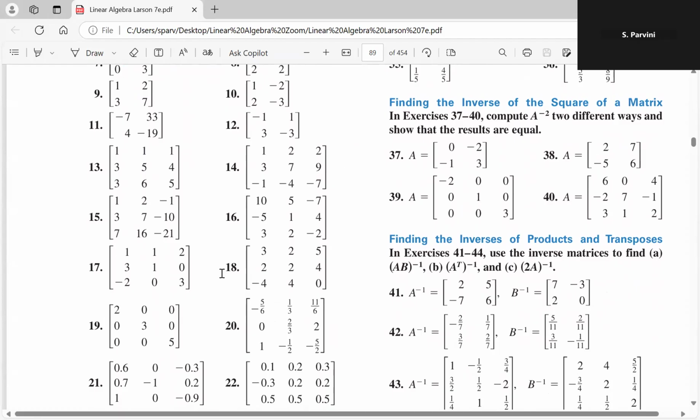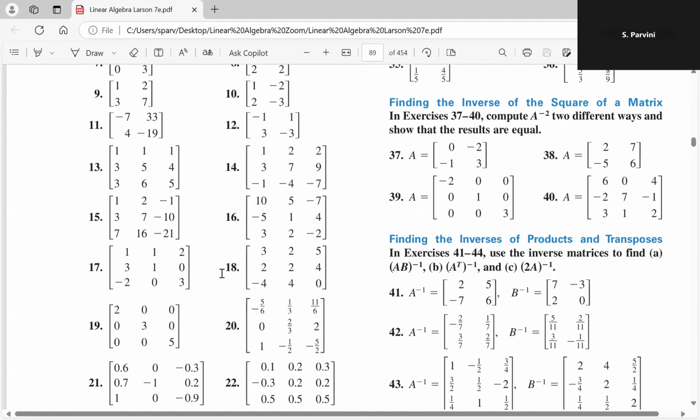The matrix A, first row 3, 2, 5. The second row is 2, 2, 4. And the third row is -4, 4, 0. Okay, now we want to find the inverse.